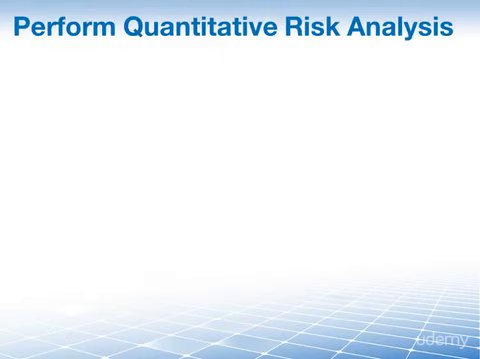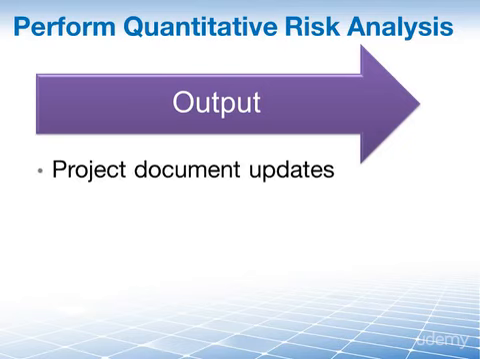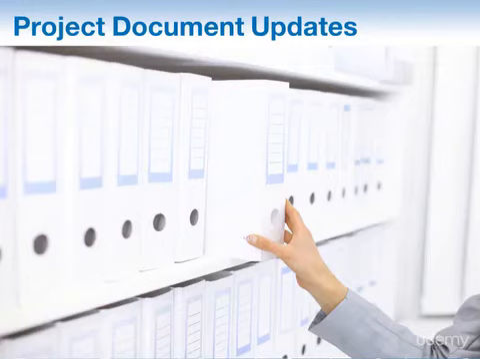For this process, there is a single output: project document updates, essentially having the outcomes from the performance of the process reflected in the appropriate project artifacts. Primarily here, we're talking about updates to the risk register. And here are some of the most common updates to our risk register.